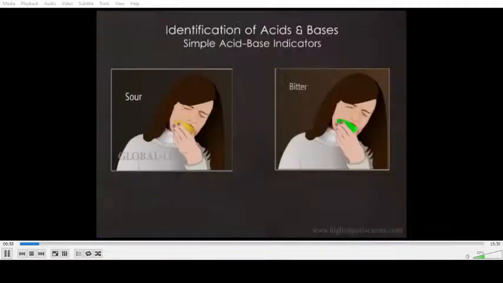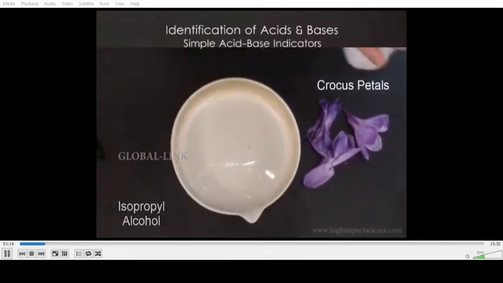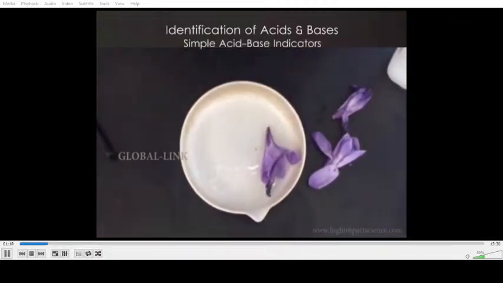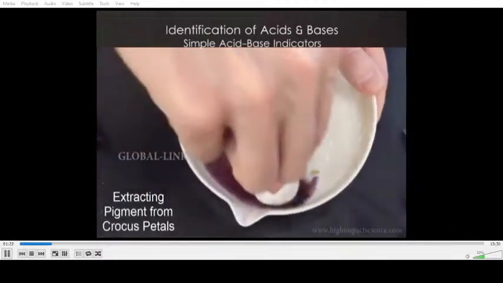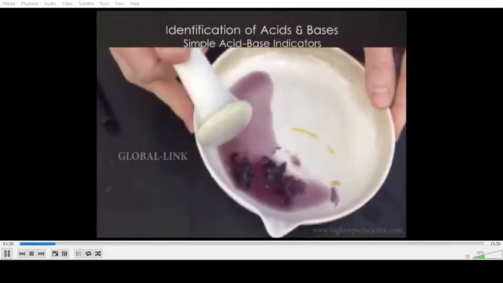Identification of acids and bases in the laboratory cannot be done using the taste testing method. We use indicators. A simple acid-base indicator can be made using extracts of flower petals. We add a small amount of isopropyl alcohol to a mortar, put some fresh petals and crush them using a pestle. We obtain an extract of the flower petals.